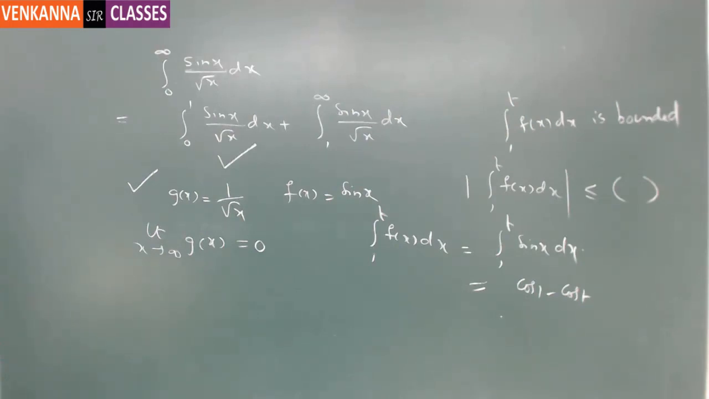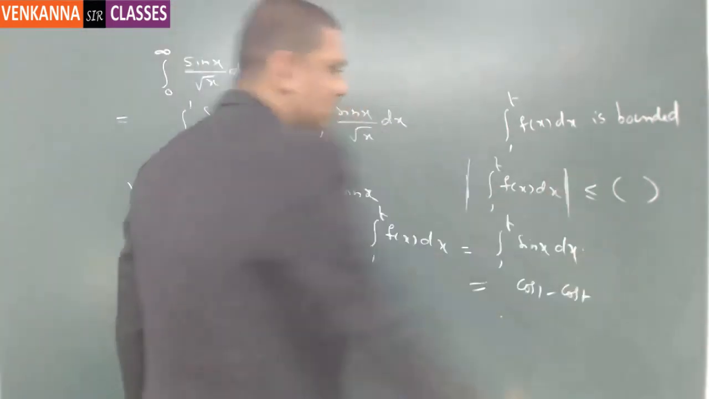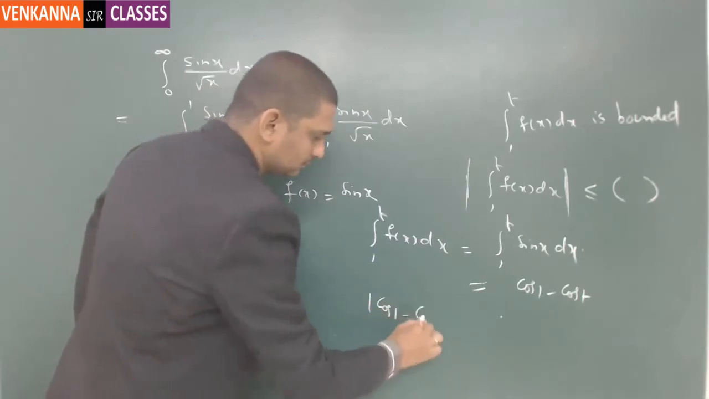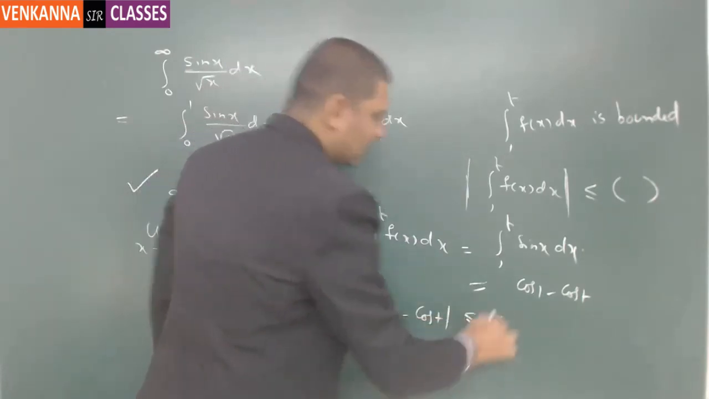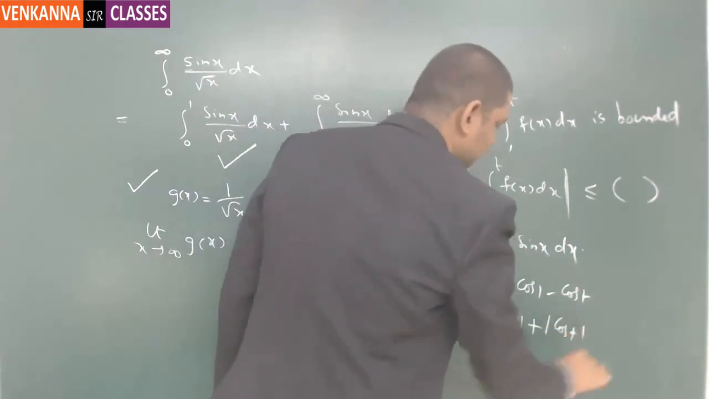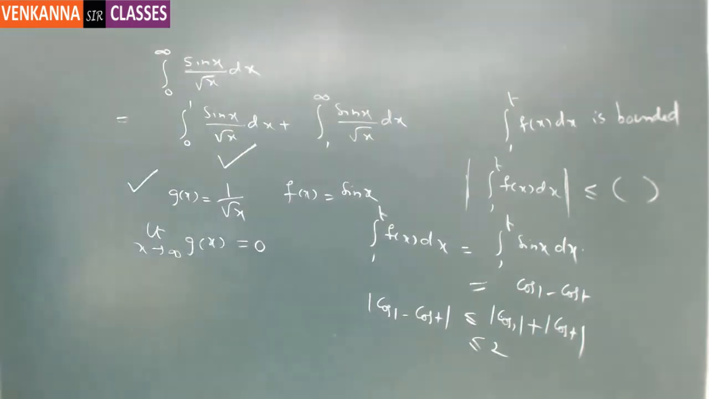Fine. Now, if you consider modulus of this, so you are taking modulus of that value. This is less than or equal to modulus of cos 1 plus modulus of cos t. So can I say this is less than or equal to 2? Yes or no?